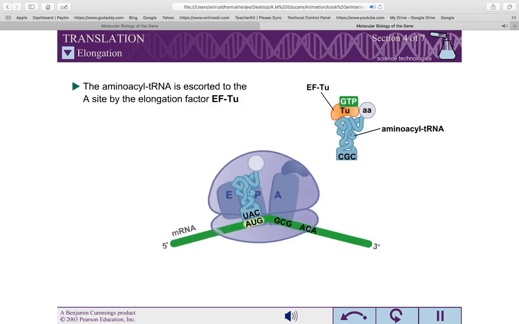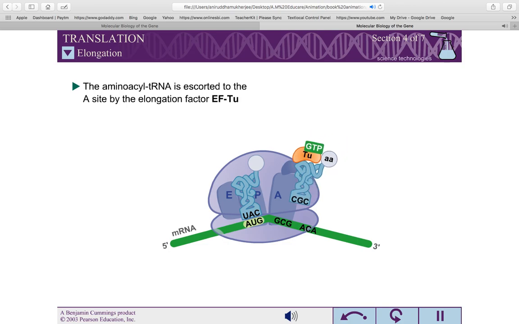First, a charged tRNA is bound by EF-Tu and is brought to the ribosome A site as an EF-Tu, GTP, aminoacyl-tRNA complex. The tRNA anticodon binds the mRNA codon, and EF-Tu hydrolyzes its GTP, and the resulting EF-Tu GDP is released from the tRNA.